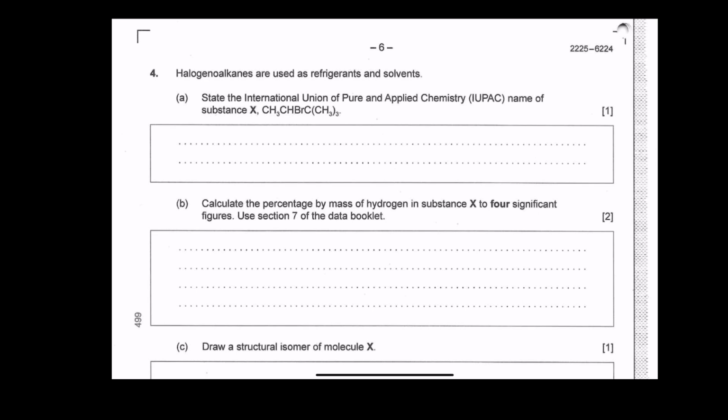Now the next one. Halogenoalkanes are used as refrigerants and solvents. So we need to find the name of this substance X, which is CH3CHBr whole thrice. So if I draw the structure, it looks like this.